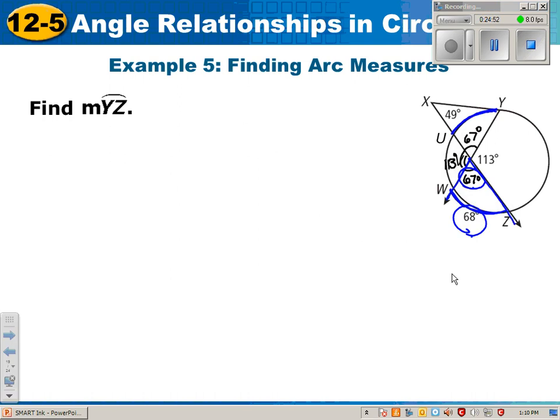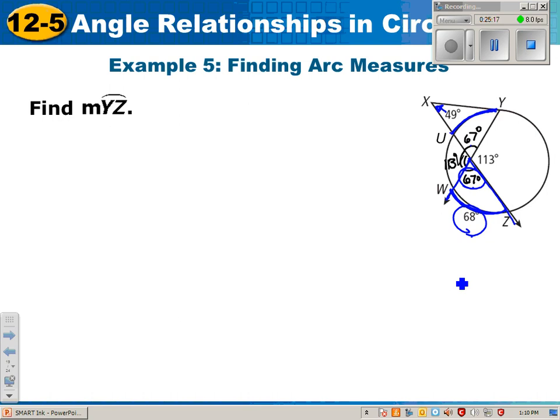The angle YXU, 49, is going to this angle right here. Okay? So are you with me, Hannah, that this angle is inside the circle? The way we find that angle is by taking half of the arc that it intercepts and the arc that the vertical angle intercepts.